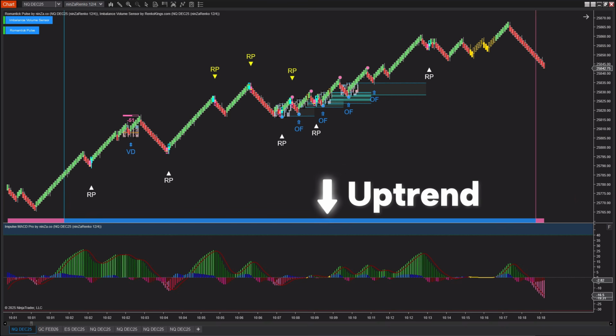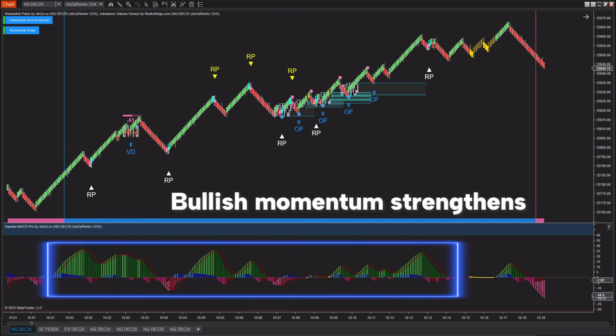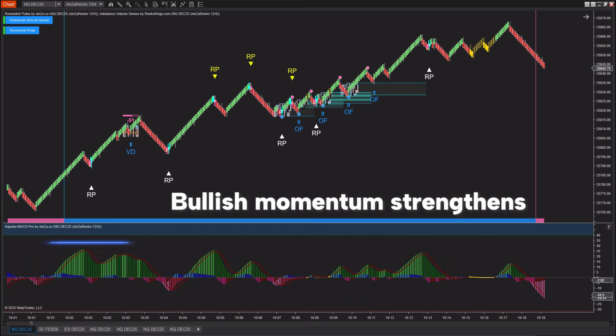intuitive it really is. First, take a look at the imbalance volume sensor ribbon. If the ribbon is showing an uptrend, it means the market is currently in a bullish phase. Next, check the Impulse MACD Pro. If you see green histogram bars, this indicates that bullish momentum is strong and the upward trend is showing solid stability. When both conditions align, an uptrend ribbon and strong bullish momentum on the MACD histogram, you have a highly favorable environment for seeking buy opportunities with strong reliability.